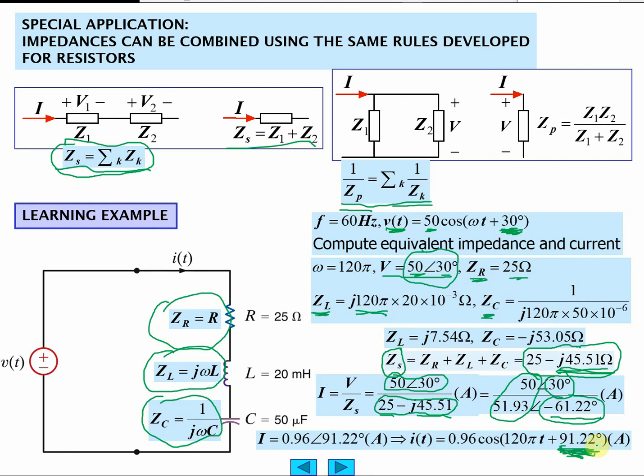Pretty much we've gotten through all the material for this chapter. We're just going to do learning examples from here on, and I'm going to stop this video here. We've got to talk about admittance just a little bit, but other than that, it's pretty much learning examples.